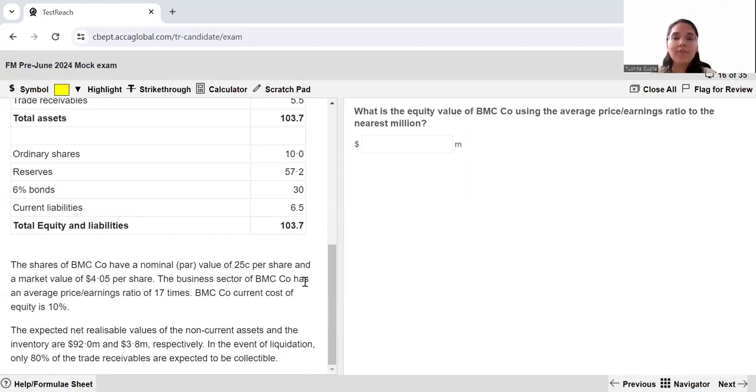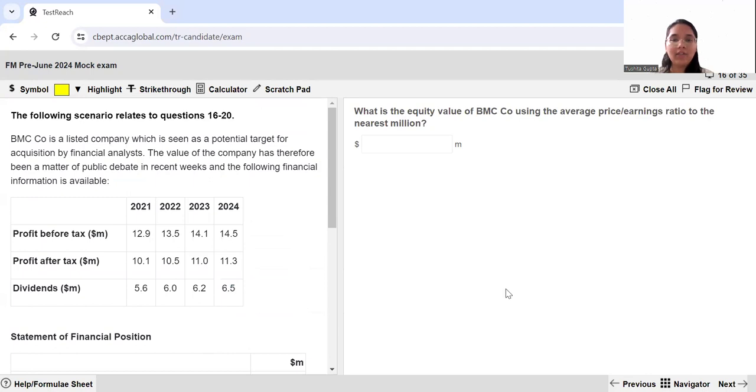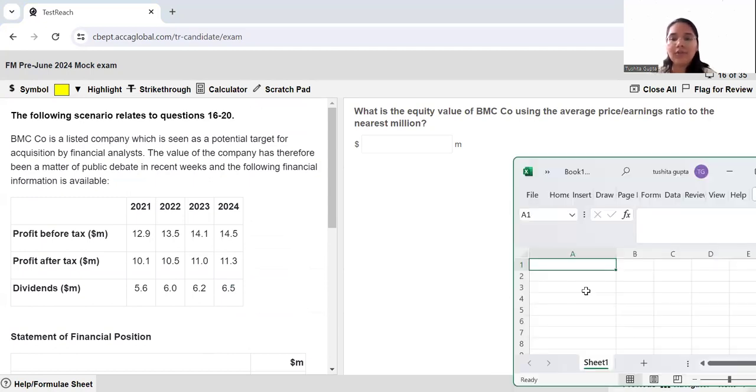The business sector of BMC company has an average PE ratio of 17 times, and current cost of equity is also given to you as 10%. Expected NRV of non-current assets and inventory are these and these respectively. In the event of a liquidation, only 80% of the trade receivables are expected to be collectible. So let us move to the solving of the very first question.